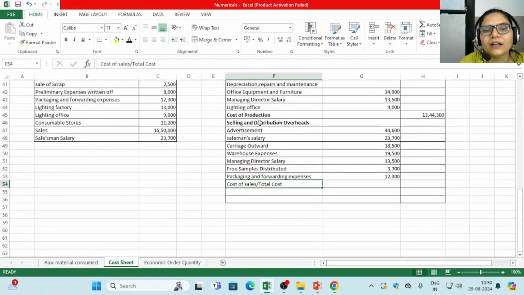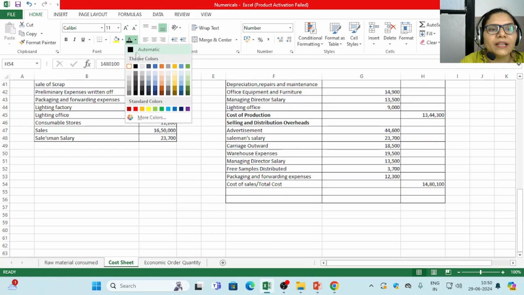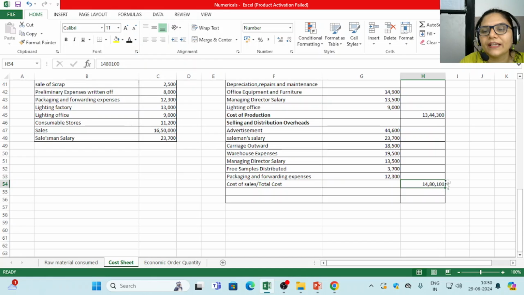After that, cost of production and addition of selling and distribution overheads will give you the final value, that is total cost or cost of sales, which is rupees 14,80,100. I repeat, after adding selling and distribution overheads to the cost of production, we will get the final value, cost of sales or total cost.